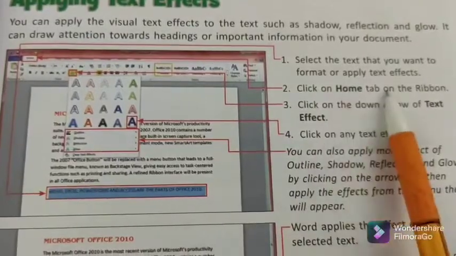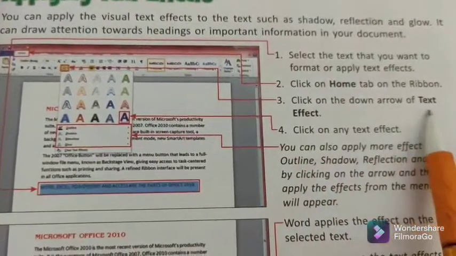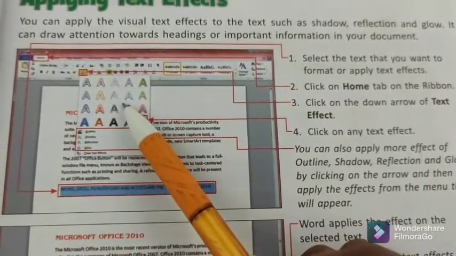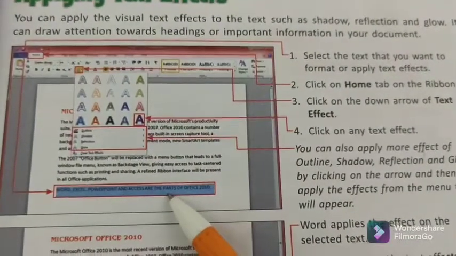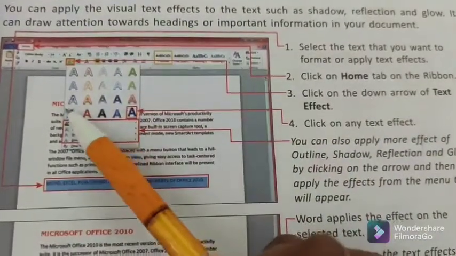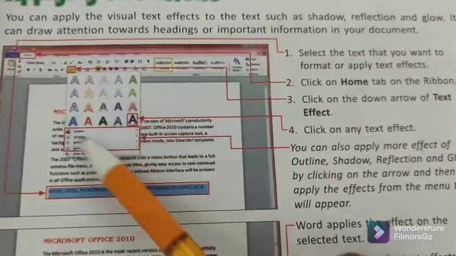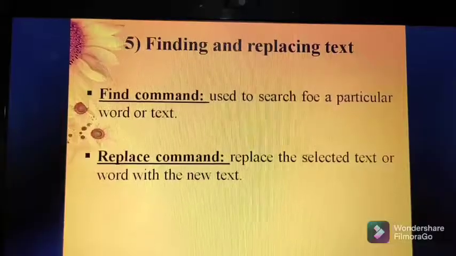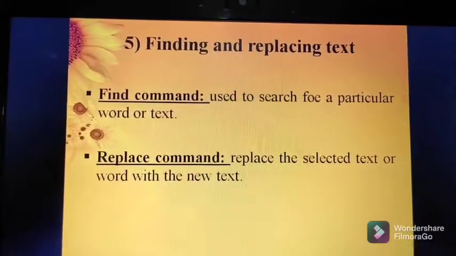Like click on the Home tab. After that click on the down arrow next to the text effect. This one, you can select any one. So first of all you have to select the content. After that click on the Home tab, and after that you can choose any text effect that you want to apply on your text.